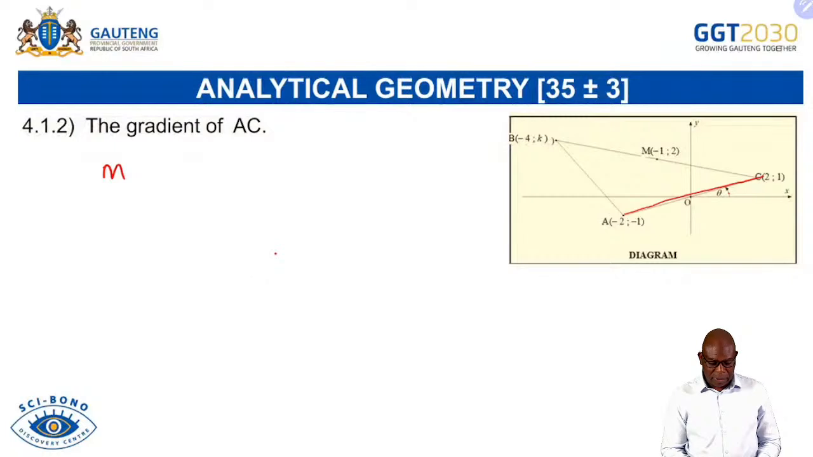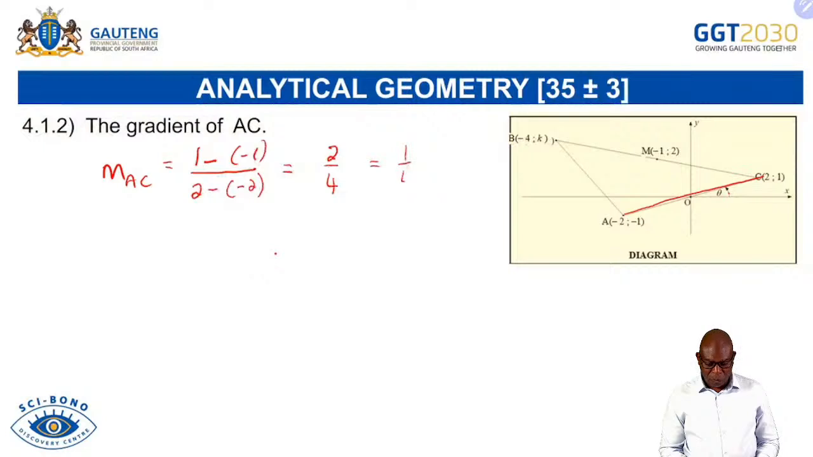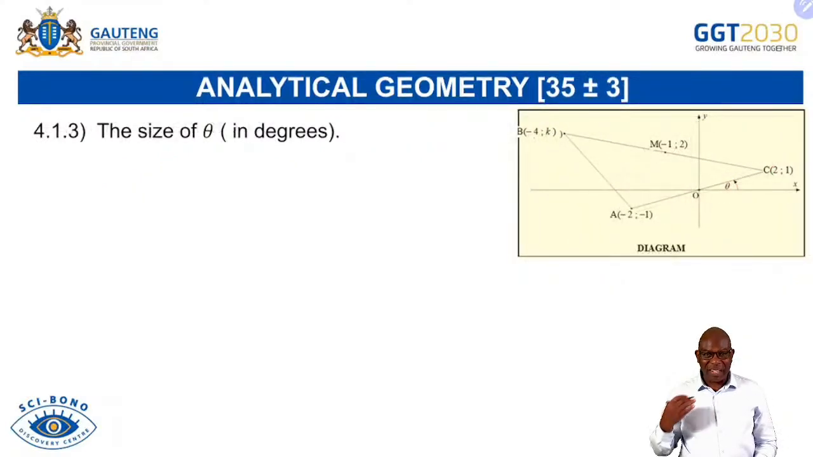So the gradient of AC is going to be 1 minus negative 1, all divided by 2 minus negative 2, right? Then the gradient of AC is going to be 2 over 4, and 2 over 4 is 1 over 2. The gradient of that, can you see it's increasing, so the gradient is positive. Can you see the question of gradient comes back every time? So go and practice that.